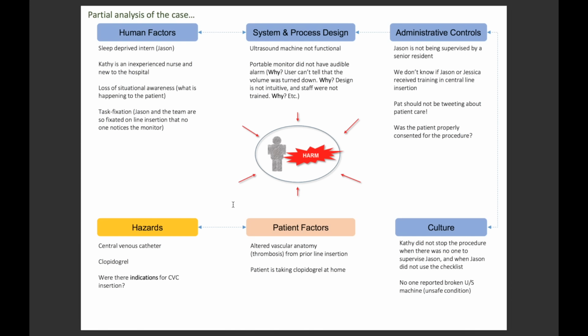Administrative controls. Jason wasn't being supervised. We don't know if they received training. Pat should not be tweeting her friends around care. Was the patient consented for the procedure?